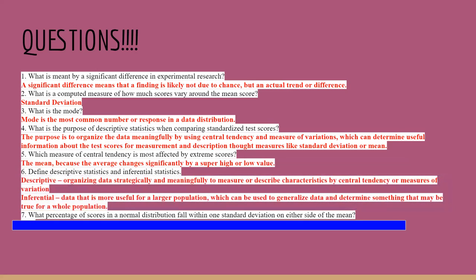But anyways, define descriptive and inferential statistics. Well, descriptive is organizing data strategically, meaningfully, in order to describe characteristics by central tendency or variation. Inferential is data that is more useful for a larger population, which can be used to generalize data and determine if something is true for a whole population. Also, determine if something was by chance or not. What percentage of scores fall into a normal distribution of one standard deviation on either side of the mean? That, in fact, is 68%.